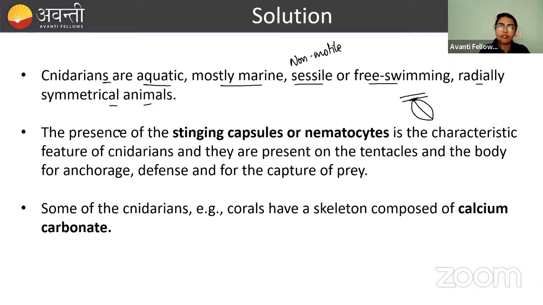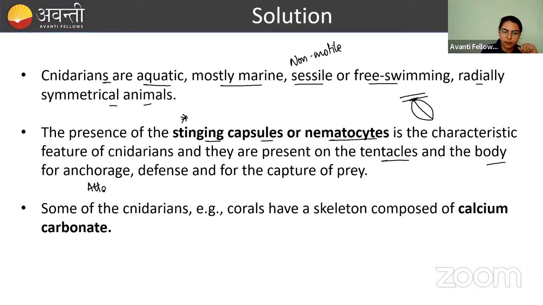Now, they have a very special feature: the presence of stinging capsules or nematocytes, and they are present on the tentacles. Take the best example of a cnidarian, say the jellyfish Aurelia. Aurelia has many tentacles, and those tentacles have specialized cells called nematocytes or stinging capsules. They are present on the tentacles, and their work is anchorage.